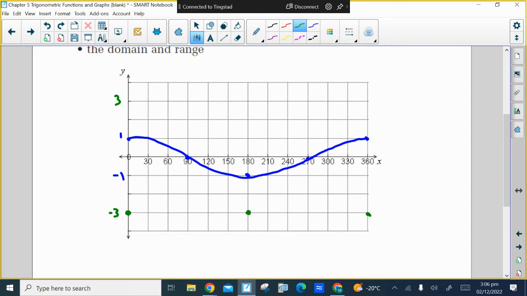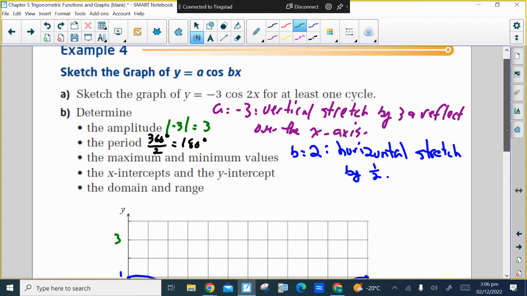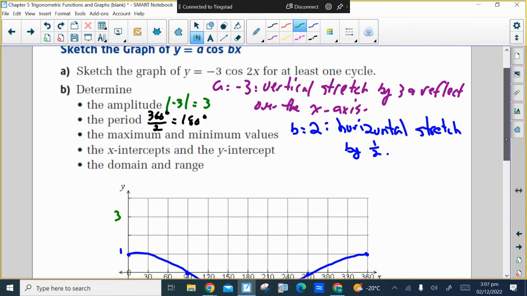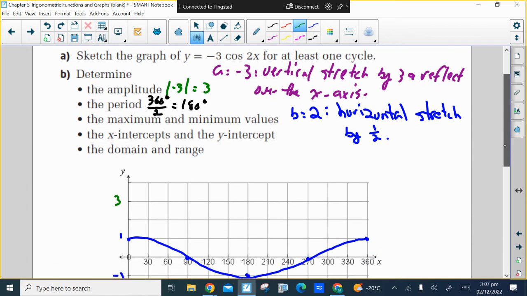If you look at the original graph for cosine, and actually our critical points, we never calculated them, but we could. They're half of what they were before. So our critical points would be every 45 degrees. Let's write those in here. So instead of every 90 degrees, they're half of what they were before, which is every 45 degrees.